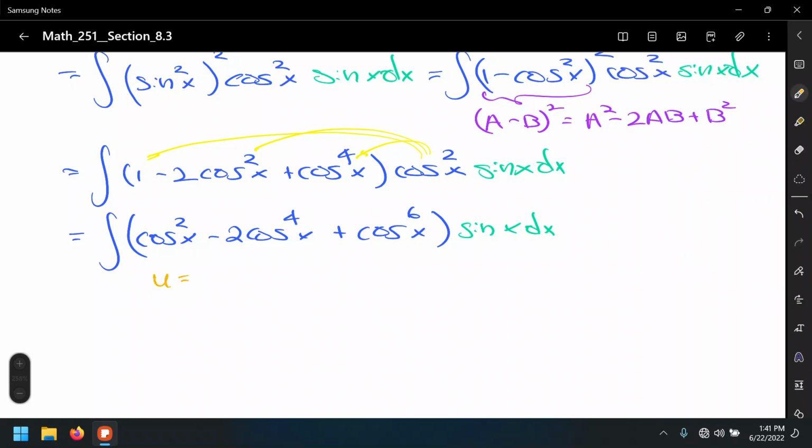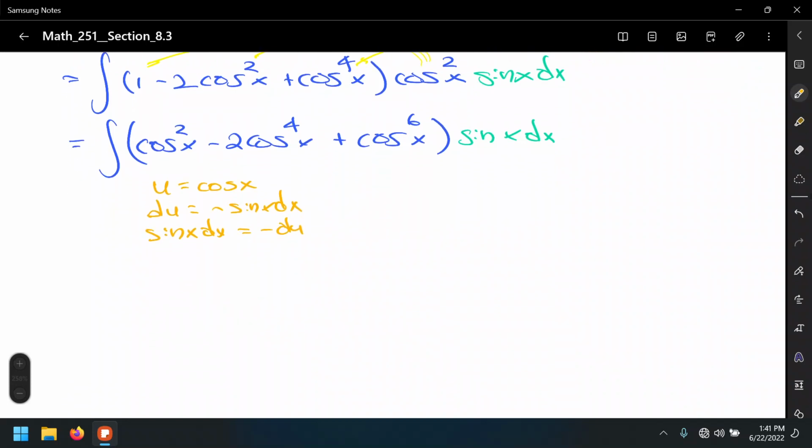So u equals cosine x. What's the derivative of cosine? Negative sine, and sine x dx rather, equals negative du. So from here I'm going to replace this integral right here. So that's u squared minus 2u to the 4th plus u to the 6th times negative du. Be careful with this negative du, right?